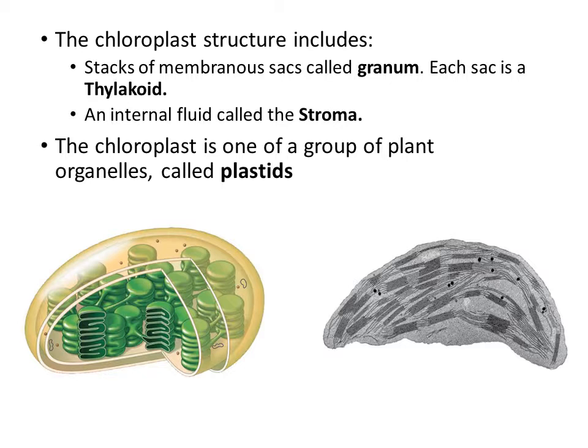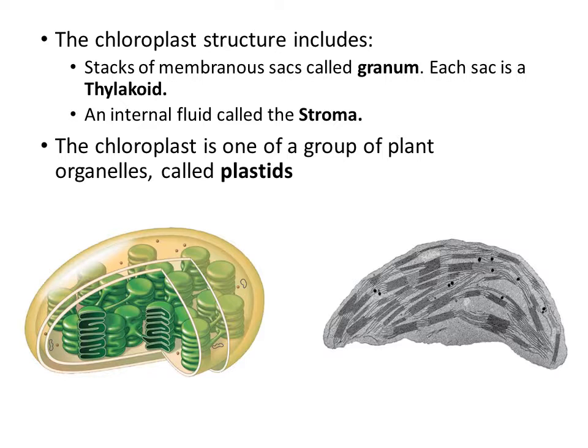The structure of the chloroplast consists of stacks of membranous sacs. This membranous sac is called a granum. Multiple stacks is a grana. Each sac that makes up the membranous stack is called a thylakoid. And also, all of these stacks are floating in a gelatinous material called the stroma. So the internal fluid interior to the inner membrane of the chloroplast is the stroma.